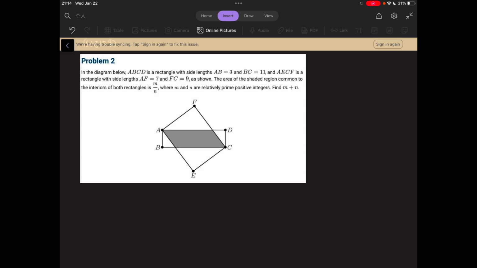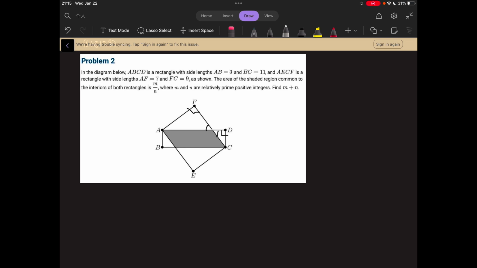Now for this question, we have a rectangle and another rectangle, and then it's asking for our shaded area, which is the intersection of the 2 rectangles. Now, one thing that came to mind very clearly is that these two triangles, they're similar. It's very easy to prove. AFCE and ABCD are both rectangles, which means these two are 90 degrees, and then these two are the same, so they are similar.